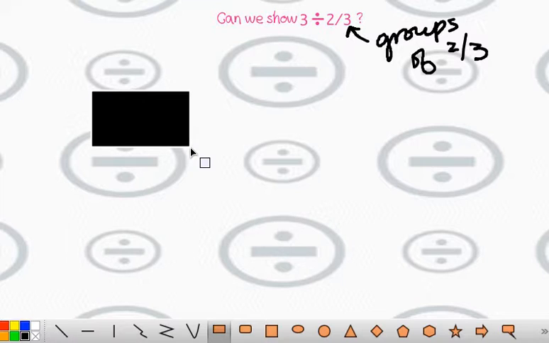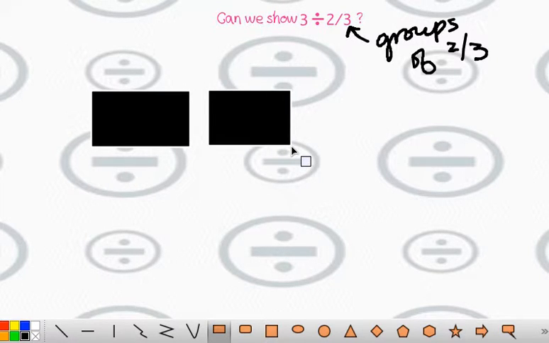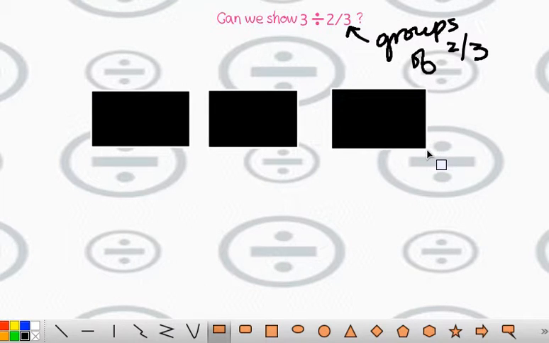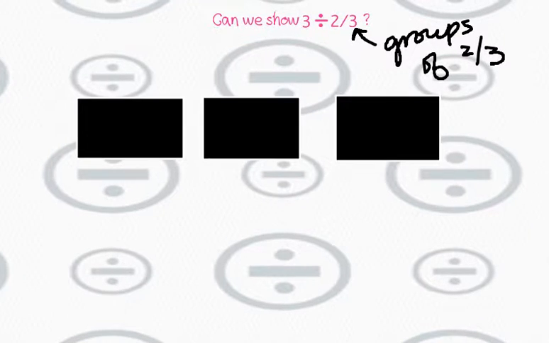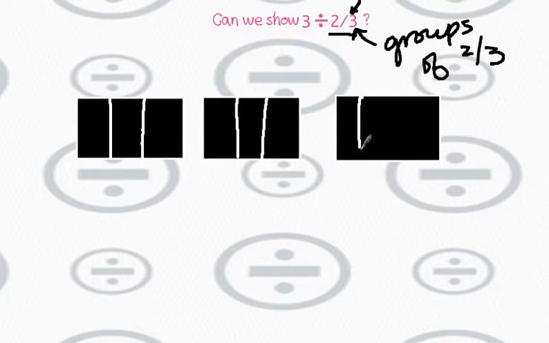So we have 1, 2, 3. I'm doing my best to make them the same size, so bear with me. And then now I'm putting them into groups of 2/3. So that tells me my pieces have to be thirds, because I have to be able to put them into groups of 2/3. So I'm going to erase that because that was a bad line. So here's 1, 2, 3. So each of my pieces has to be split into thirds.